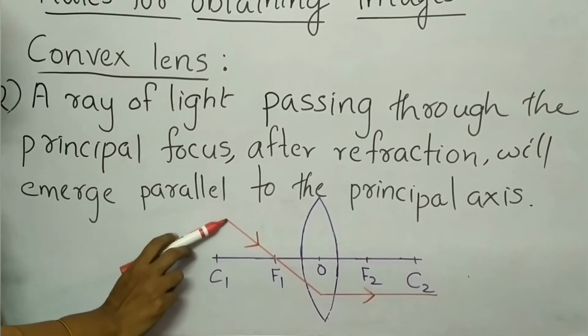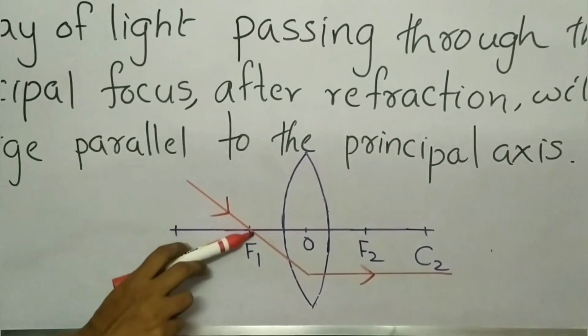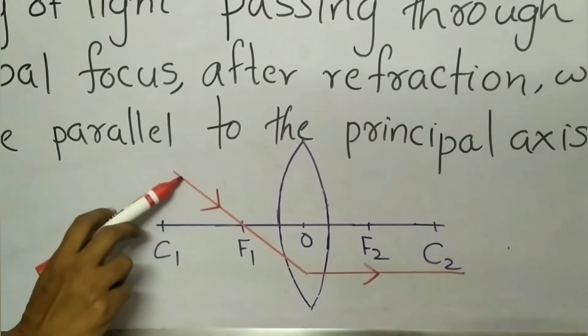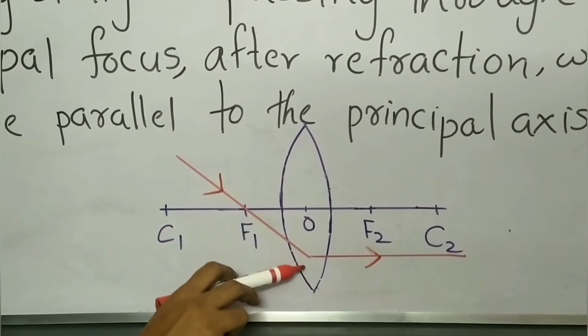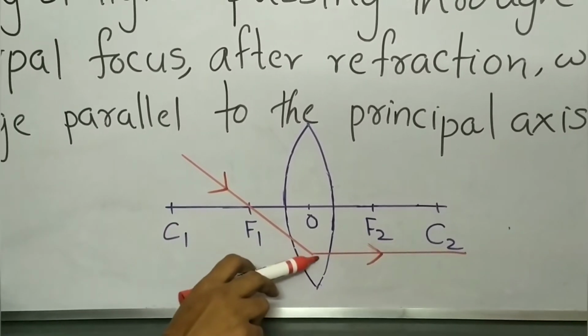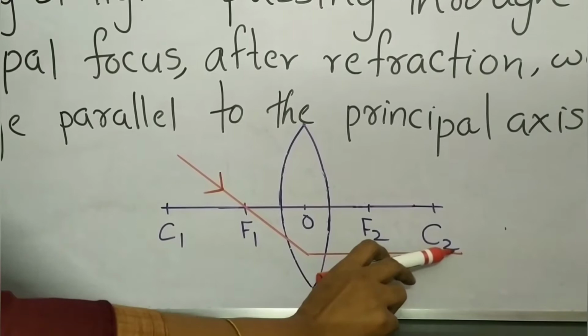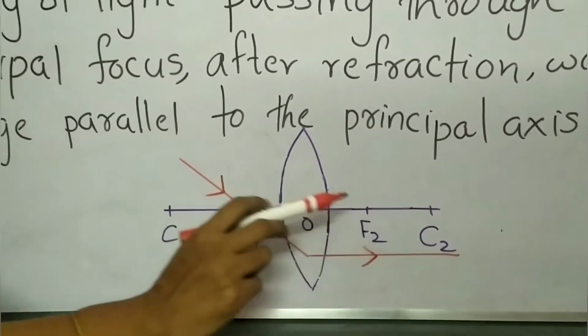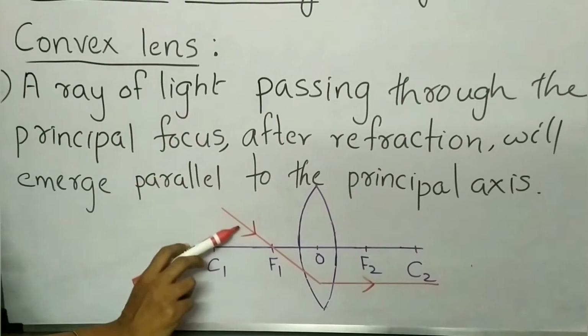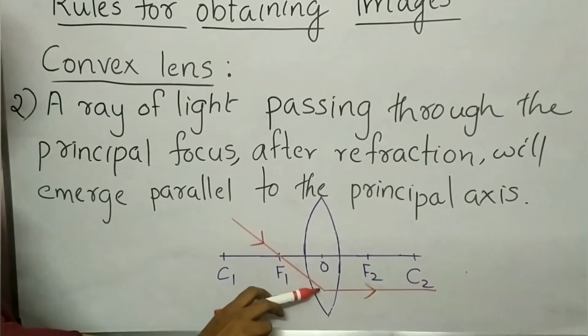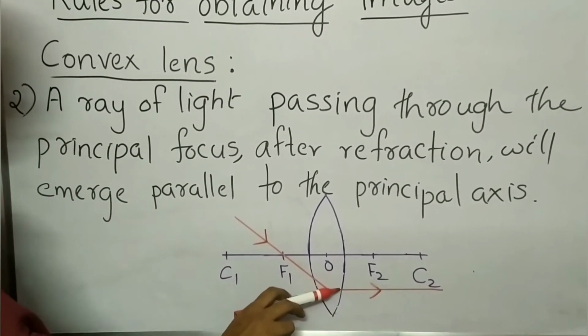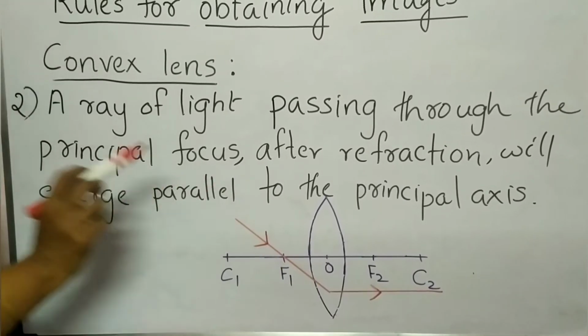Here you can see a ray of light that is passing through F1, the principal focus of this convex lens. After refraction, the ray will emerge parallel to the principal axis. So, a ray of light passing through the principal focus of a convex lens after refraction will emerge parallel to the principal axis.